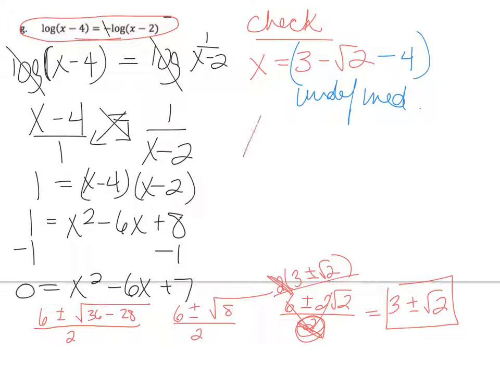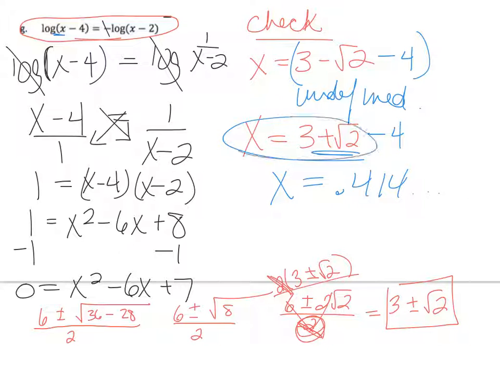But now let's check x equals 3 plus the square root of 2 minus 4. So all I did was replace that for x. This one gives me a positive number because 3 minus 4 is negative 1 plus the square root of 2 is greater than 0. Need my calculator. Square root of 2 is 1.414. So 3 plus the square root of 2 minus 4 gives me a positive 0.414 with a lot of digits. So that is the only one that works. This is an extraneous solution. Cool? All right.